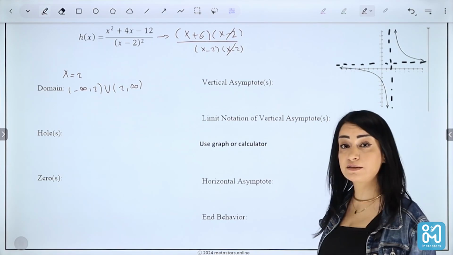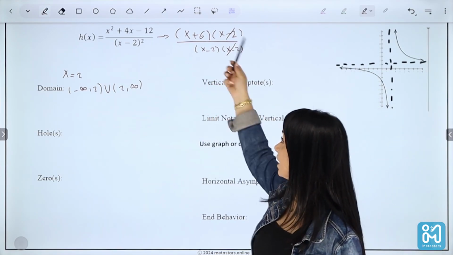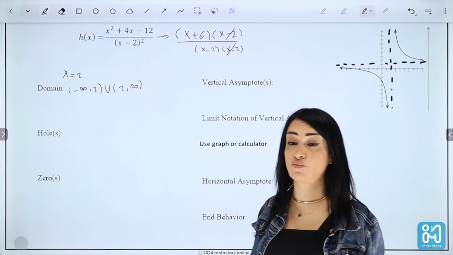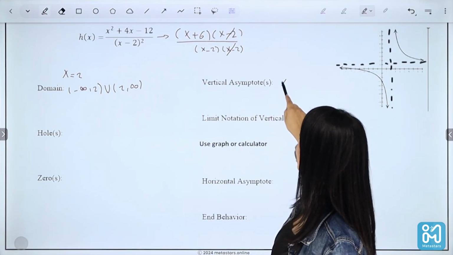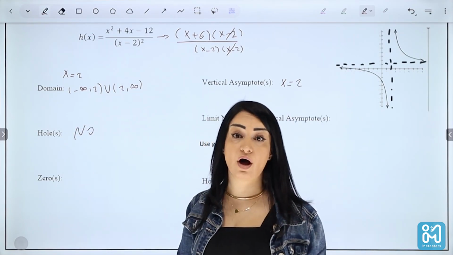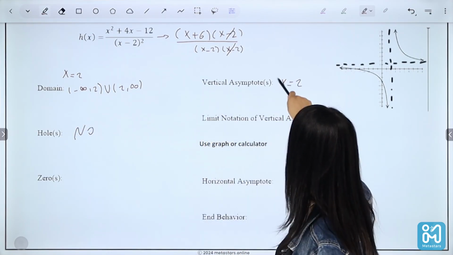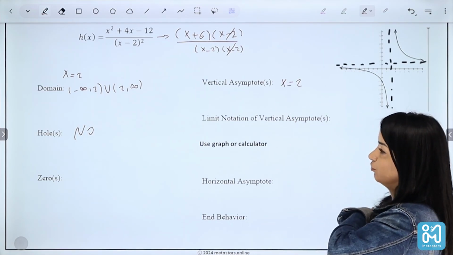Now, I'm going to simplify this. So when I simplify x minus 2 from the numerator and denominator, I have one extra x minus 2 down in the denominator. So in this case, we're going to say it's a vertical asymptote. It's not a hole. So actually, we don't have any holes. Why? Because when I simplify, we have more in the denominator, not in the numerator.